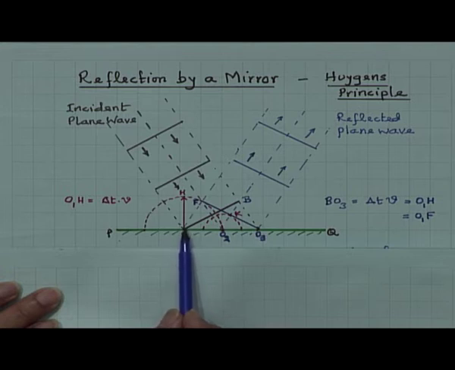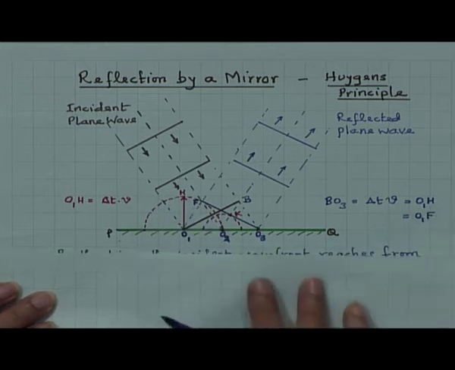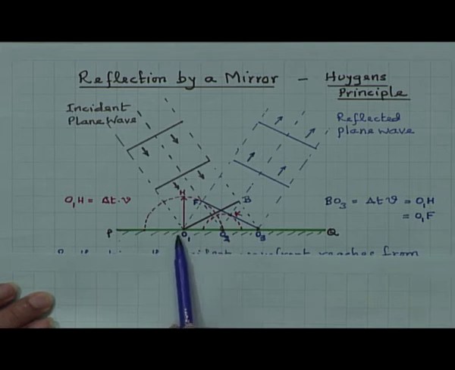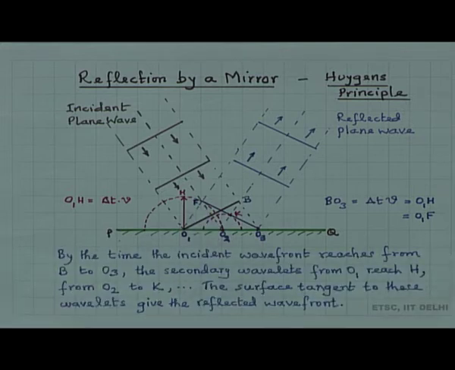The other end of the wavefront is at O1. Therefore, it immediately starts giving out secondary wavelets, and this is equal to O1H, which is also equal to O1F here, because this is a sphere. So, by the time the incident wavefront reaches from B to O3, the secondary wavelets from O1 reach H, from O2 to the point K, and so on.